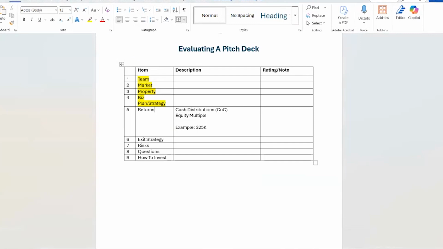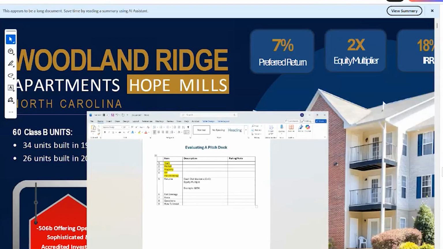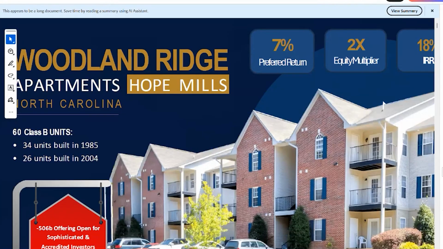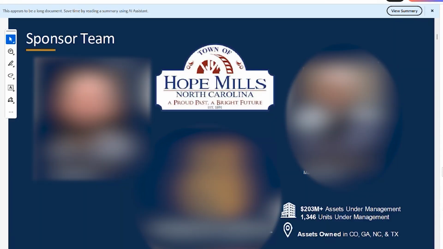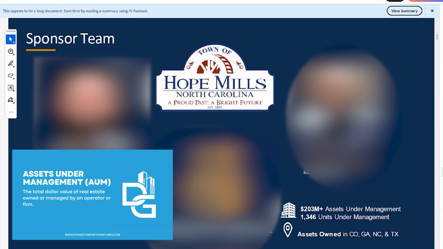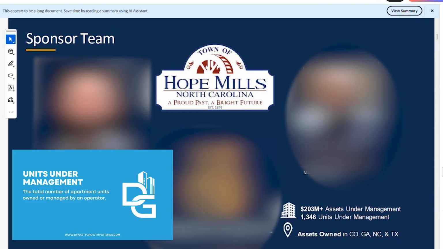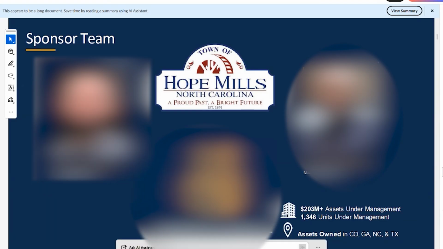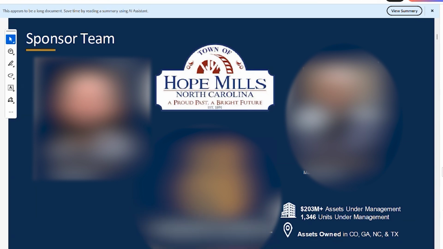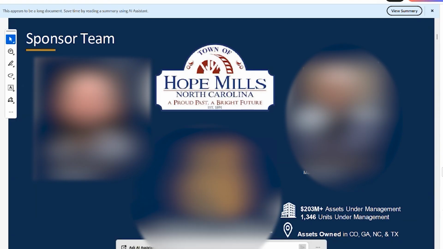First thing we're looking out for is the team's track record, because if we can't trust the team, we don't really need to waste our time. We don't really need to go any further. This sponsor team has over 203 million assets under management. That means all of their properties in total, the total value of all of their properties is over 200 million. They have over 1,300 units under management. So these 2 people are not new to the game. They have assets in Colorado, Georgia, North Carolina, and Texas. This property is in North Carolina too. So that should make us feel pretty safe.